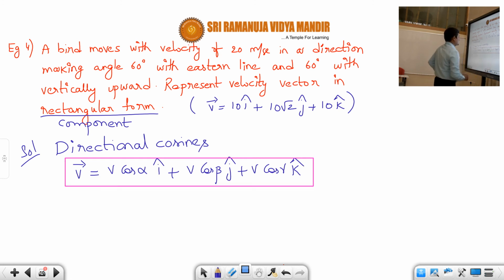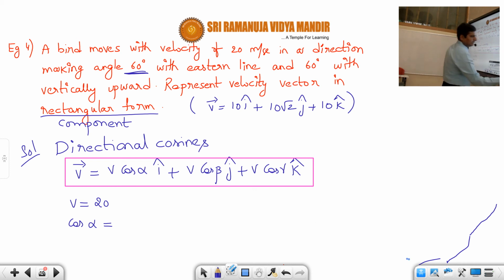Okay, students. So basically here they have given cos alpha. Why? V is given as how much, students? V is 20 meters per second. Now alpha is given as how much, students? Here the alpha value is given, that is 60 degrees with the eastern line. 60 degrees with the eastern line, students.